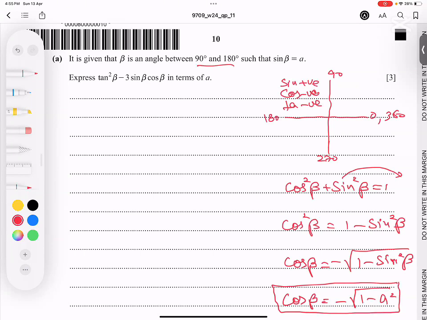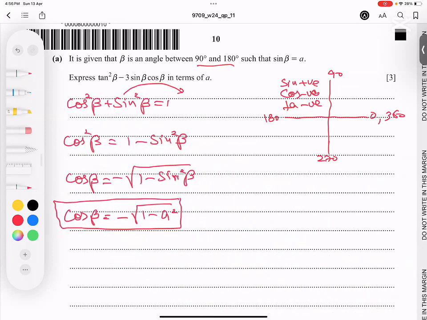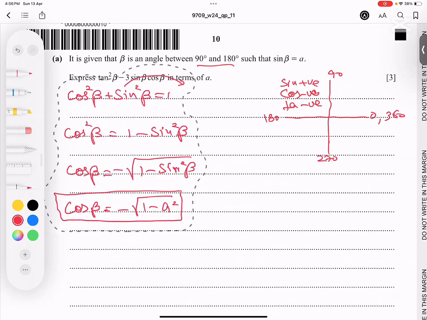So this is the cos beta value which I am going to use. Now I'm looking for one more thing, and then the question is about to finish, and that's tan beta. What's tan beta? Tan beta basically is sine beta over cos beta.